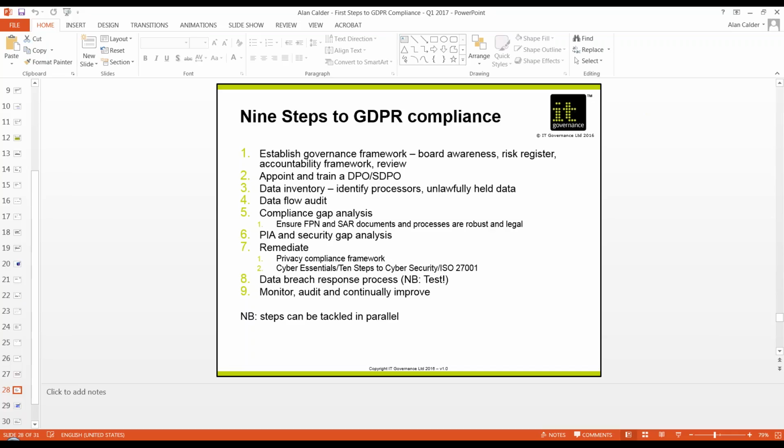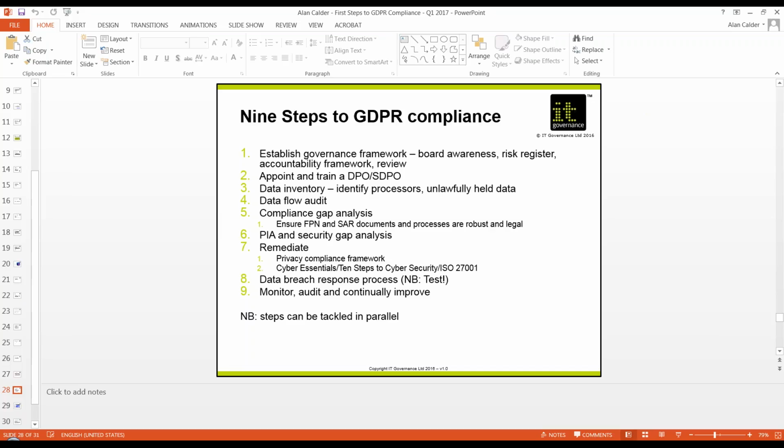Then do a data inventory. What personal data are you holding? Where did you collect it from? What permissions do you have for it? What are you holding unlawfully? What information has been passed on to third parties? What permissions do they have? Find out all of those gaps. Do a data flow audit.